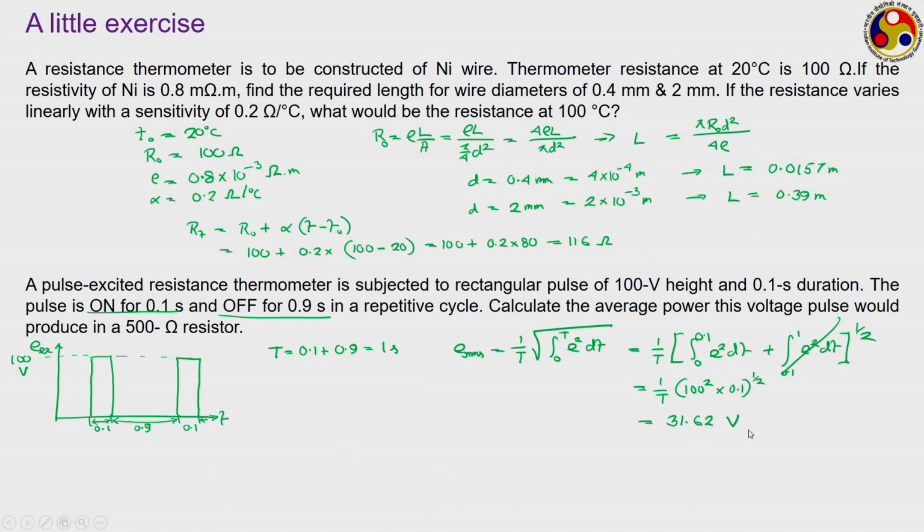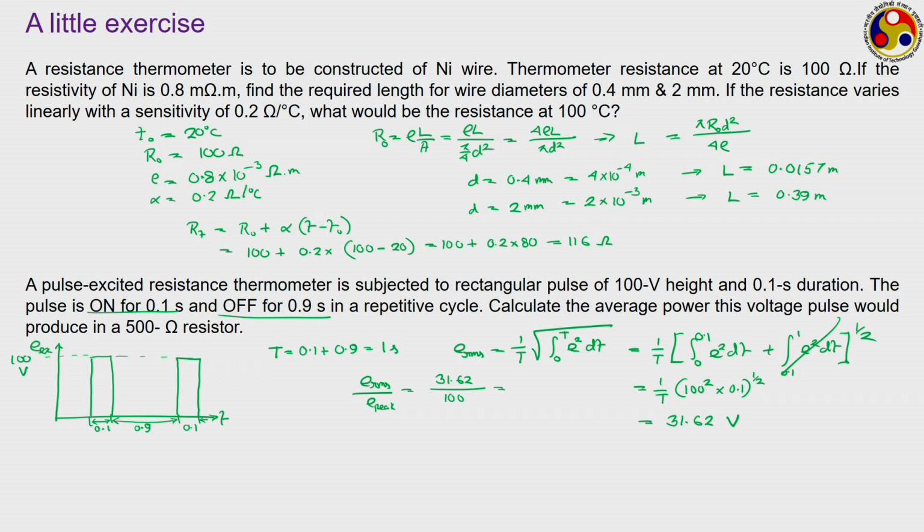31.62 volt. Quite often, may not be in this problem, but generally we are interested in knowing this ratio of E RMS to E peak of the periodic signal. Here RMS value is 31.62 volt and your peak voltage is 100 volt. So, you can get the corresponding ratio. But our objective is not to get this ratio, rather we want to calculate the average power.